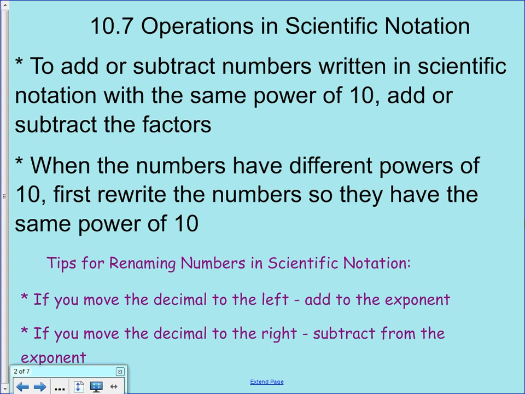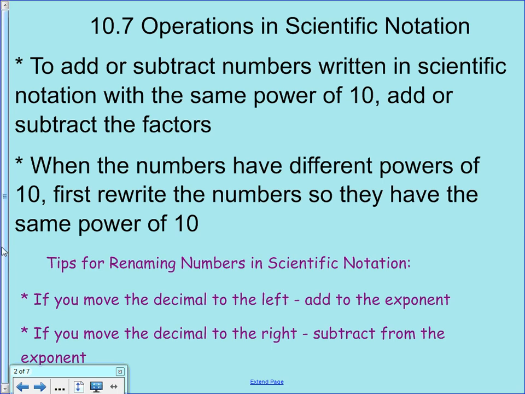So in order to add or subtract numbers that are written in scientific notation that have the same power of 10, we'll just add or subtract the factors, and then we'll make sure our answer is written in scientific notation. Okay. Now, if the numbers have different powers of 10, then we're going to have to rewrite those numbers so they have the same power of 10 first. And then we'll go back to this first note and add or subtract the factors, okay, and rename into scientific notation if we need to. Remember, for numbers to be in scientific notation, the factor has to be 1 or greater, but less than 10.